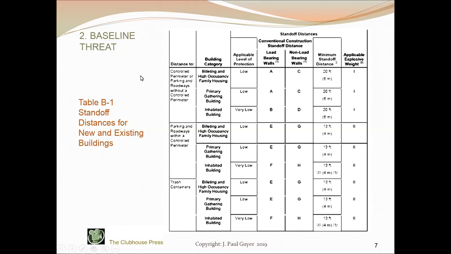And the distances to parking and roadways within a controlled perimeter, because you can have a controlled perimeter, a fence around a compound or a military base, as an example, and within that controlled perimeter, you have parking lots and roadways and that sort of thing. And that's just the nature of facilities, the way they have to be.